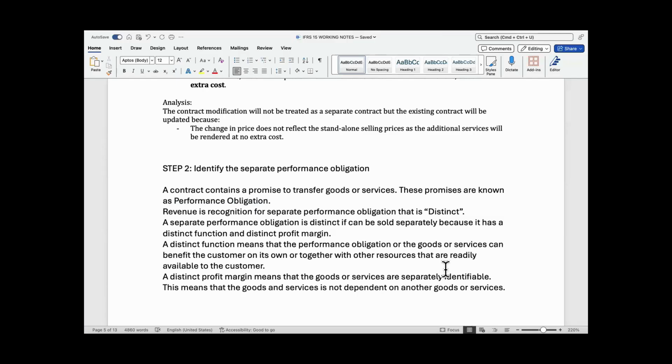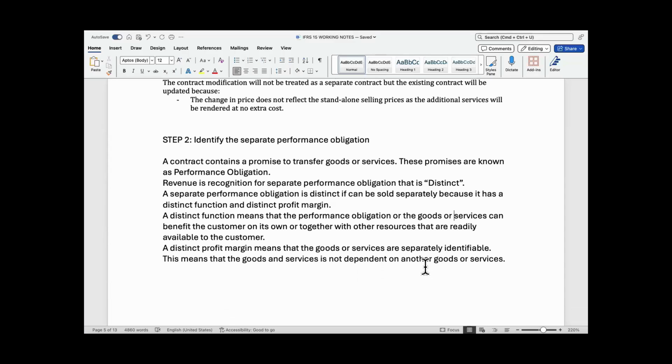And a distinct profit margin means that the goods or services are separately identifiable, which means that they don't depend on other goods or services. They are not an input to another; they are separately identifiable.